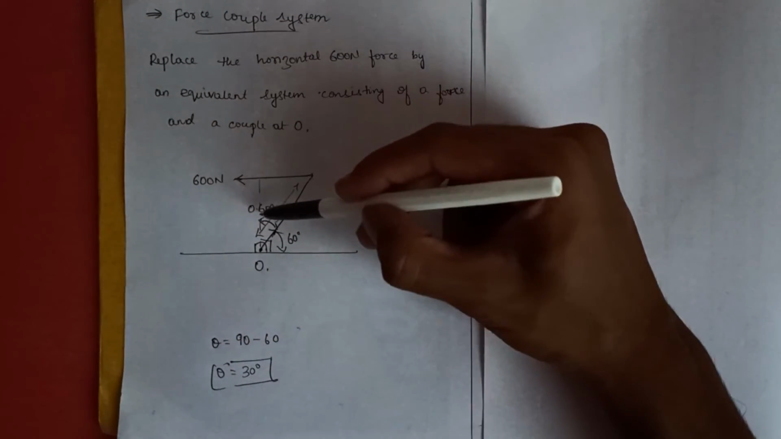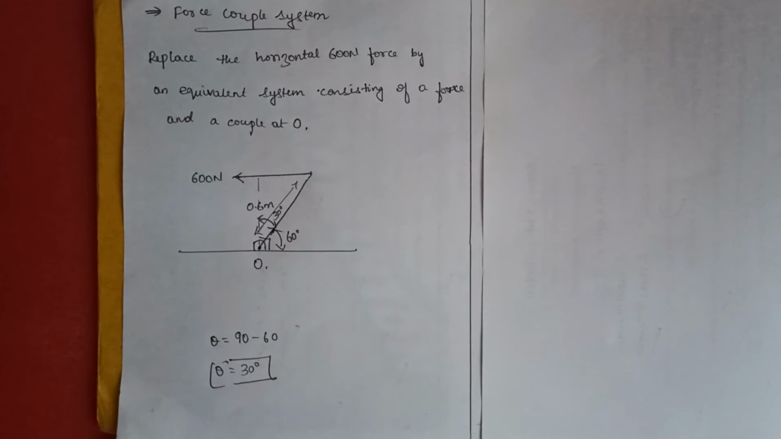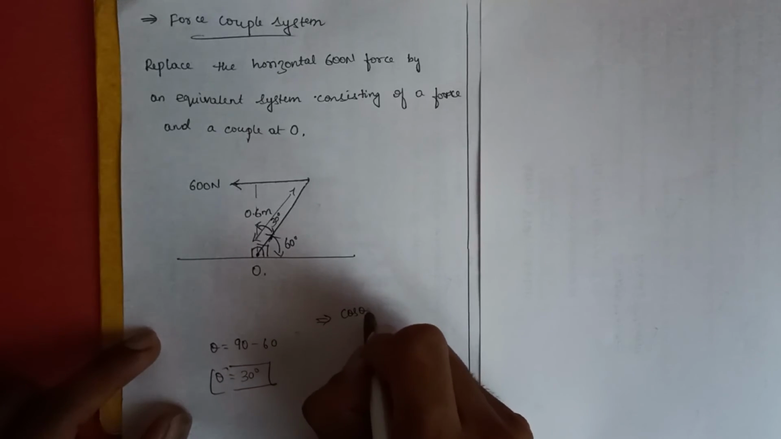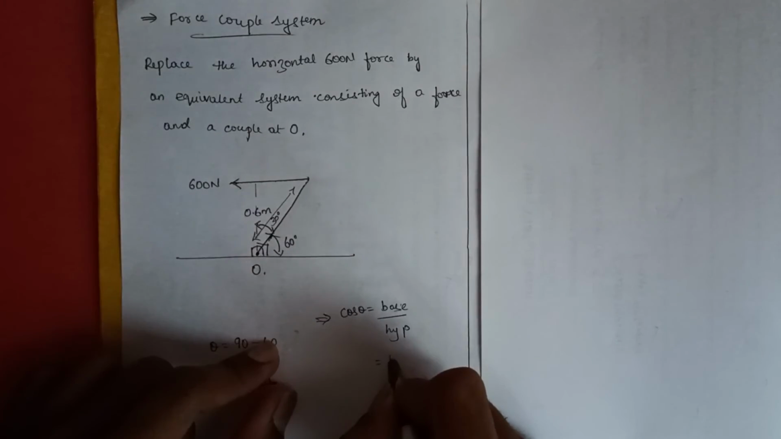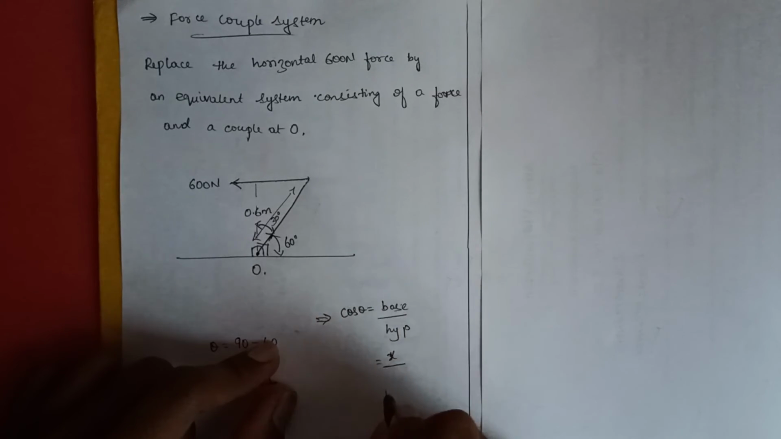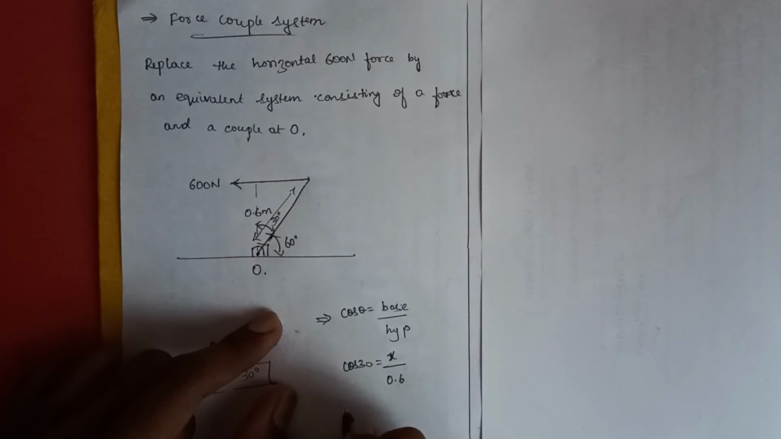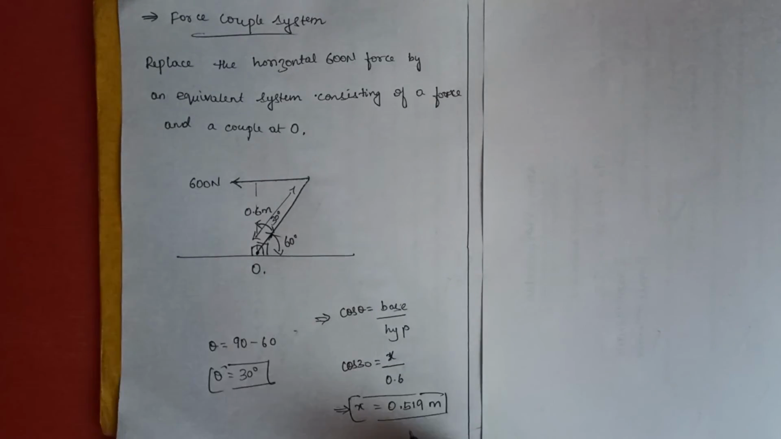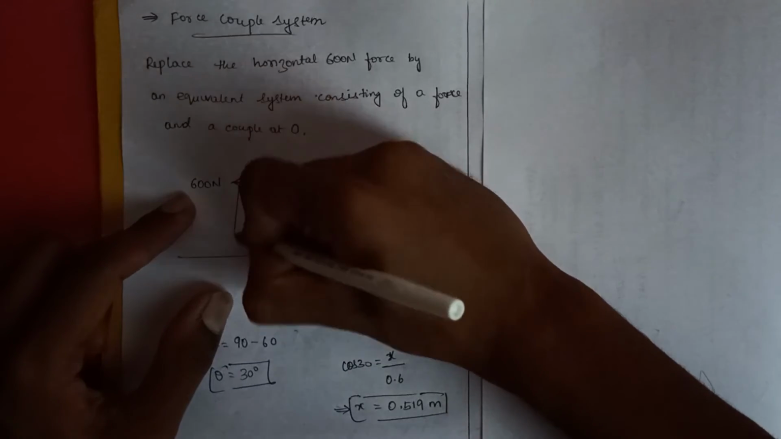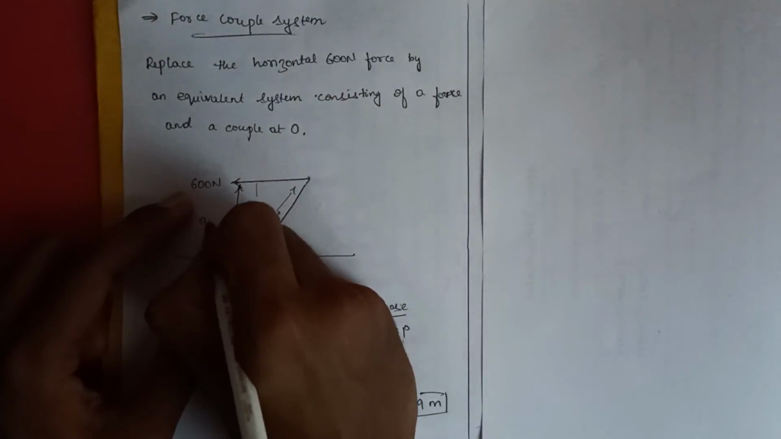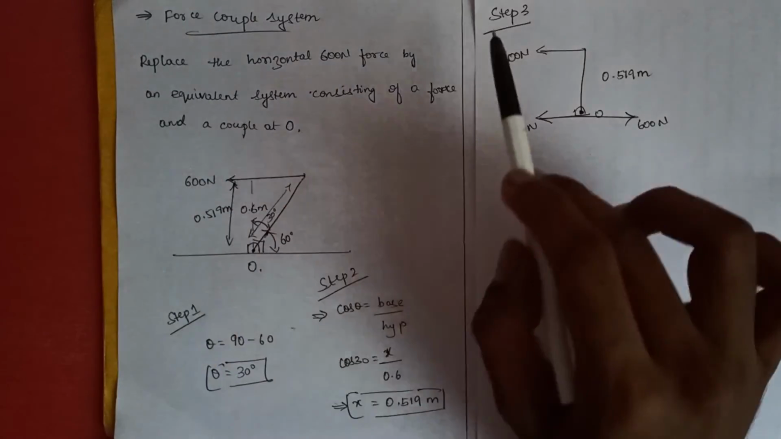After this, we'll have to find this distance. We can find that by using cos theta. Cos theta is equal to base by hypotenuse. We have to find the base. So we take it as x by hypotenuse is 0.6 meters and theta is 30 degrees. On solving this, we get x is equal to 0.519 meters. Now we found this distance as 0.519. Okay, this will be step 1, this is step 2 and step 3.